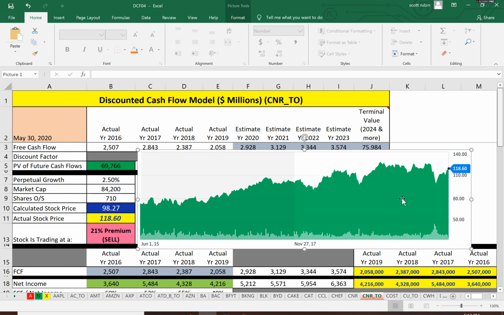And if you do your research, you'll definitely find some analysts saying this stock's a buy, and you'll see other analysts saying this stock's a sell. But each analyst has their own model and their own opinions. This is my model and my opinion.